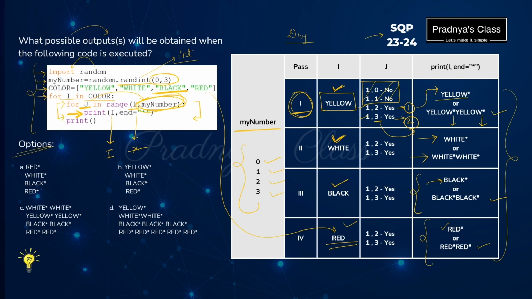Now look at the options. In option A, red is getting printed first. So this is not possible. In the first pass, yellow will get printed. Now I am going directly to option C. Here white is getting printed twice. That is also not possible. Now look at options B and D. Yellow is getting printed once. Yeah, that is possible. Come to the next value. White is getting printed once. Yes, that is also possible.